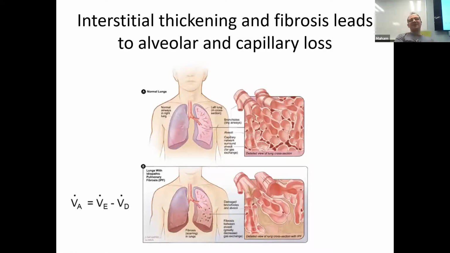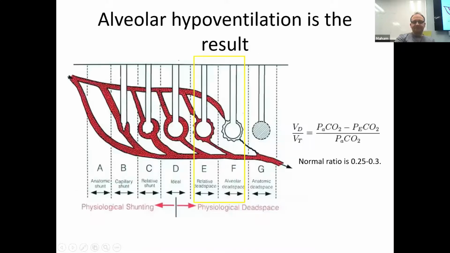So this interstitial thickening and fibrosis will lead to alveolar and capillary loss. And when you lose the circulation and the alveolar space, but don't actually lose the airways that go to that alveolar space, you're going to be increasing your dead space fraction, and that will result in alveolar hypoventilation. That's what I said. And it falls into these categories here.